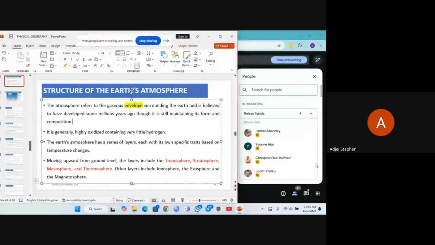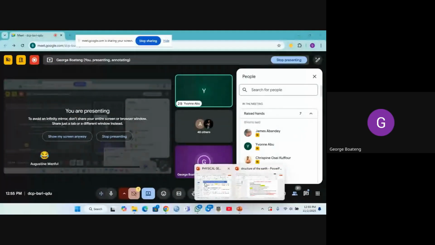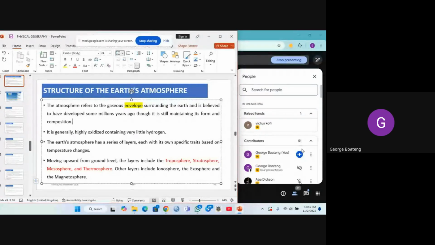So we have the troposphere. Then we have the stratosphere. We have the mesosphere. The thermosphere. So the four main layers are the ones that you have been able to mention.